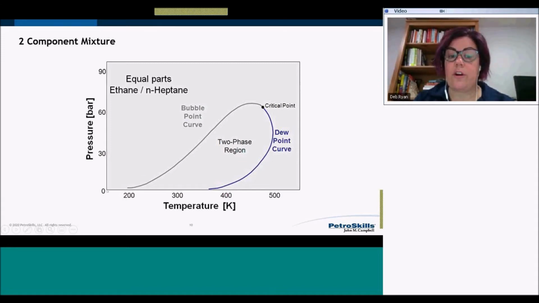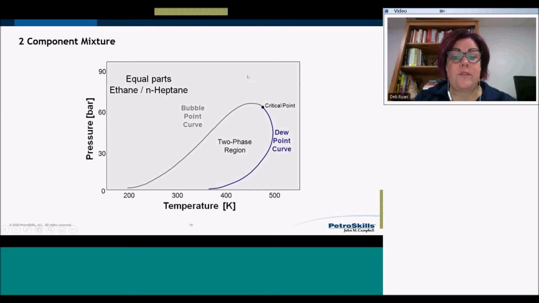For this particular phase behavior curve, phase diagram, this is equal parts of ethane and n-heptane, so our C2 and our C7. And what we're looking at is when we mix this fluid, at some point we have our critical point, where the fluid doesn't know if it's an oil, doesn't know if it's a gas, it's kind of just a mishmash. So this critical point is really important with our fluids. Everything above it in temperature is going to be a gas. Everything below that critical point is going to be a liquid when we're outside of this two-phase region.